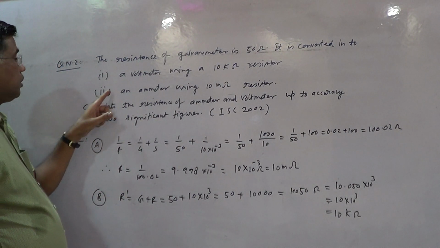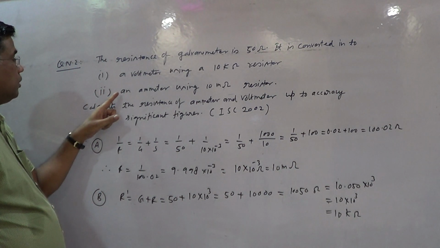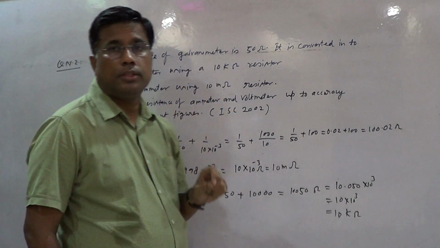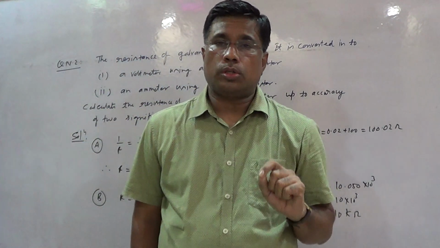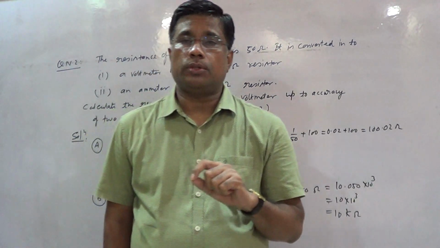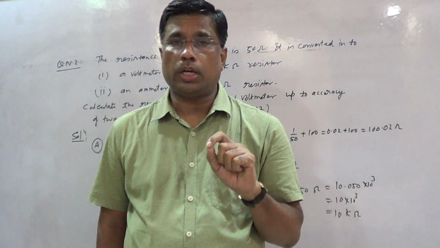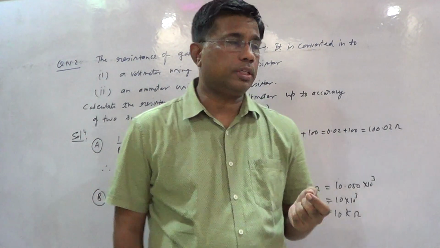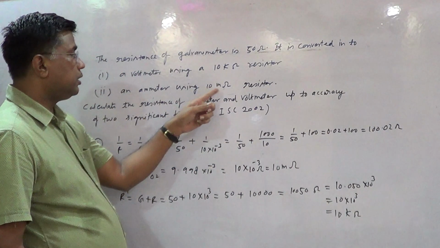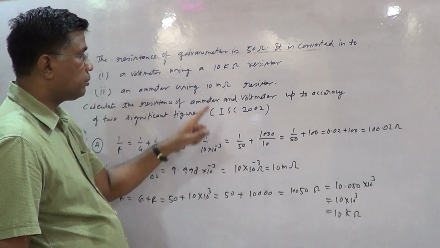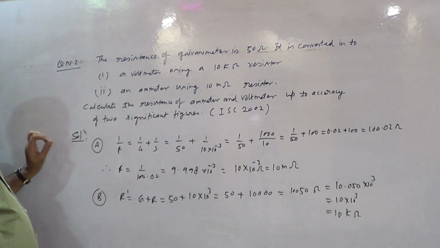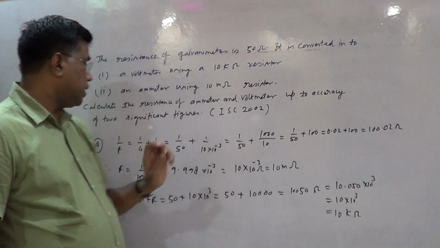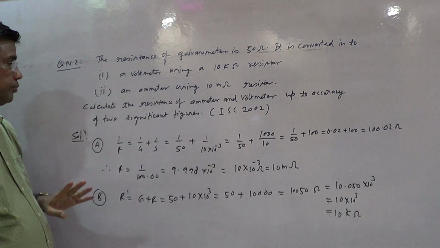Now come to the second part of the question. It is also being converted into an ammeter using a 10 milli ohm resistor. I also told you in the previous video that to convert a galvanometer into an ammeter, a small resistance called shunt is connected in parallel to the galvanometer. So the value of small resistance is given, 10 milli ohm. Now calculate the resistance of the ammeter and voltmeter up to an accuracy of two significant figures.